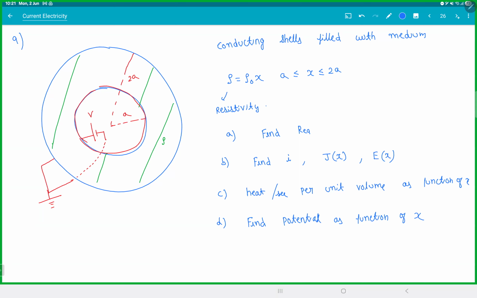ln 2 by 4 pi. Is that what you got for R equivalent? Try the others. Get the thing. Yes Vihan, you got it. R equivalent should come.